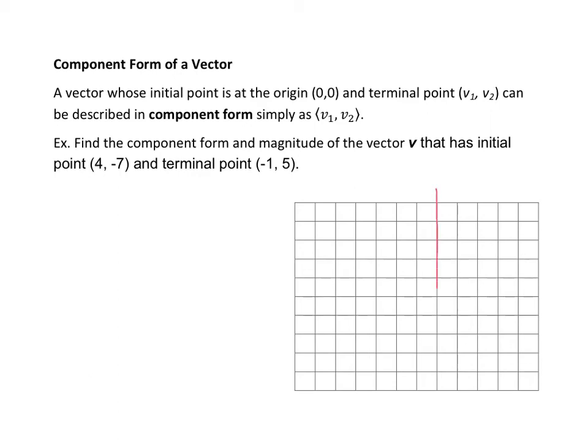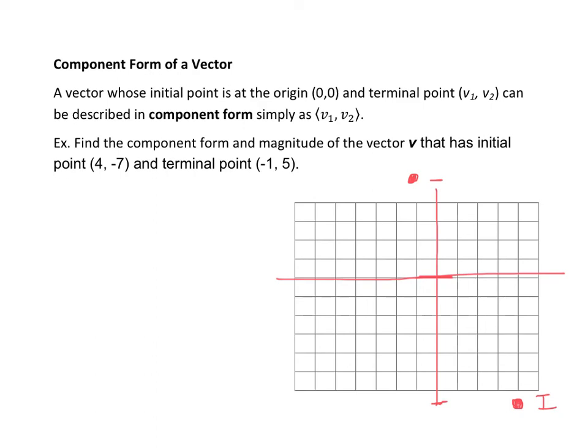So let's see, we need Y to go from negative 7 to 5. I don't know if we'll make it on this. So if we extend it down a little bit, we can get to 5 and negative 7. On the x-axis, I only need to go to 4 and negative 1. Okay, so my initial point is 4, negative 7, 4 down 7. So there's my initial point. My terminal point is negative 1, 5.